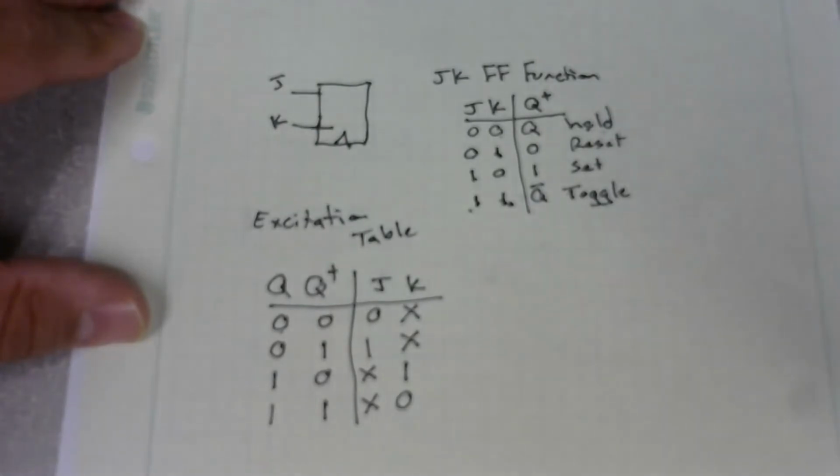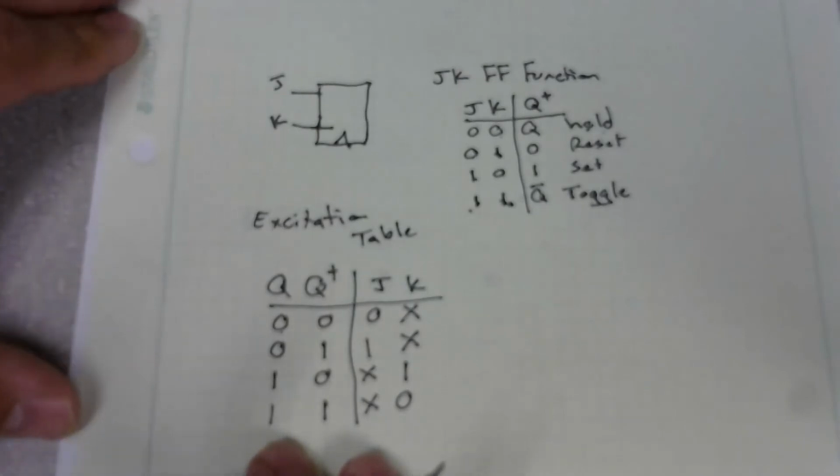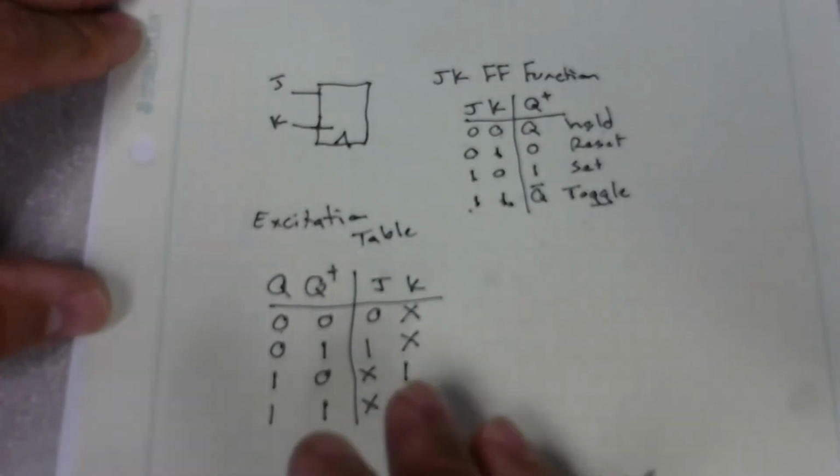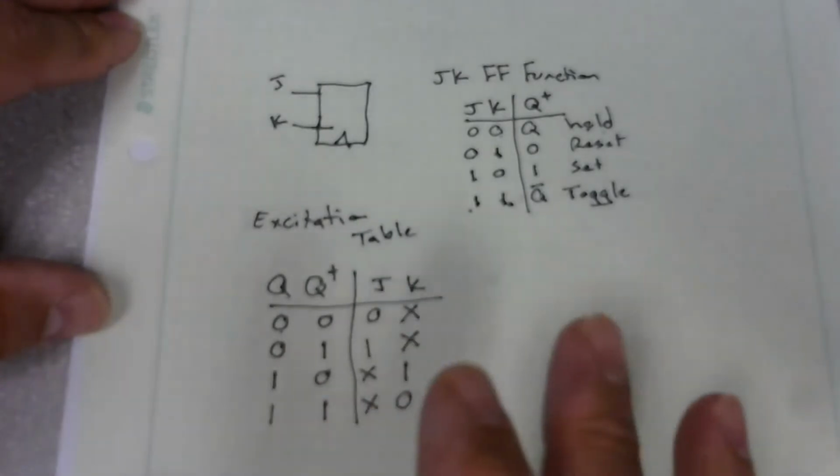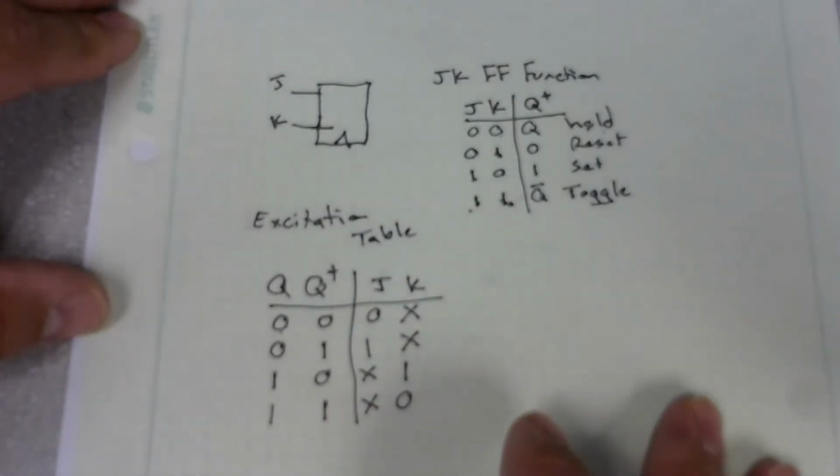That's an excitation table. We're going to find out that this is incredibly useful in the future. We're going to find that this excitation table is a really powerful tool that helps us fill out our state transition tables whenever we're solving for a finite state machine.